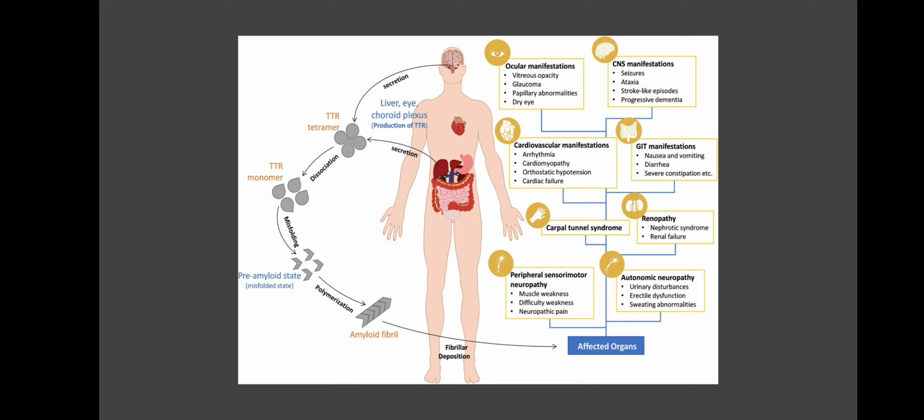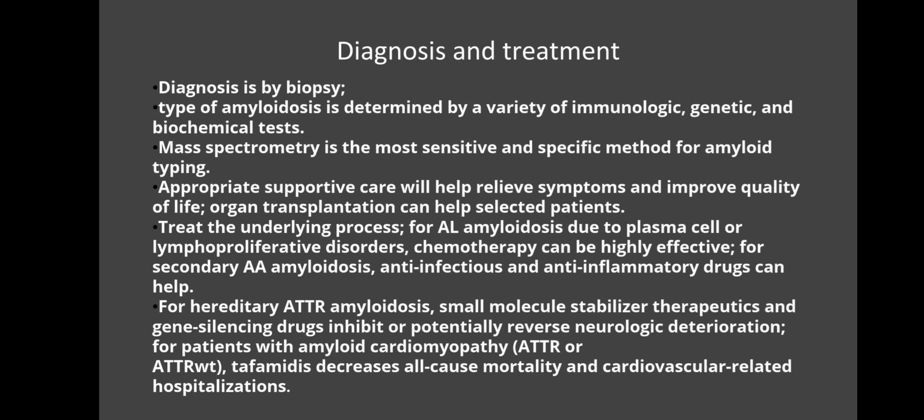Okay, here you can see what main symptoms you can find: glaucoma, dry eyes, seizures, stroke, arrhythmias, cardiomyopathy, orthostatic hypotension, cardiac failure, diarrhea, vomiting, nausea, constipation, carpal tunnel syndrome, renal failure and nephrotic syndrome, muscle weakness, neuropathic pain, urinary disturbance, erectile dysfunction, and sweating abnormalities. Let's go to diagnosis and treatment.